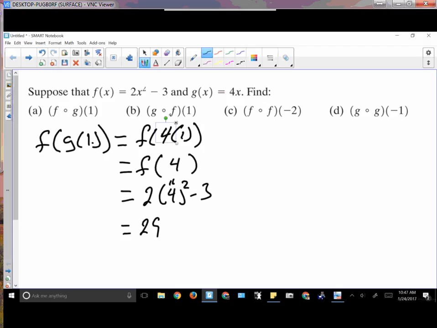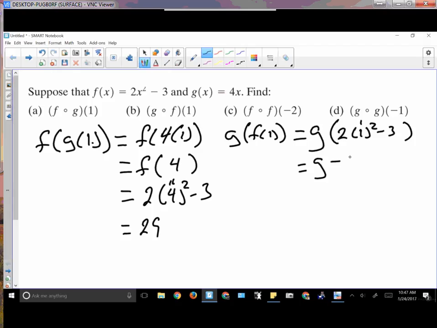But I always want to make sure that I write down what this is. So this is going to be g of f of x, or in this case where x is 1, so I want g of f of 1. So what's that going to look like? Well, that's going to be g of, what is the f of x function? Well, that is going to be 2 times 1 squared minus 3. Let's see, 1 squared is 1 times 2 is 2. 2 minus 3 gives me negative 1, correct?